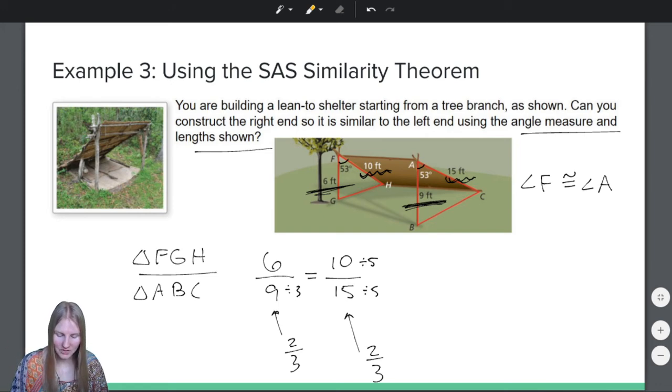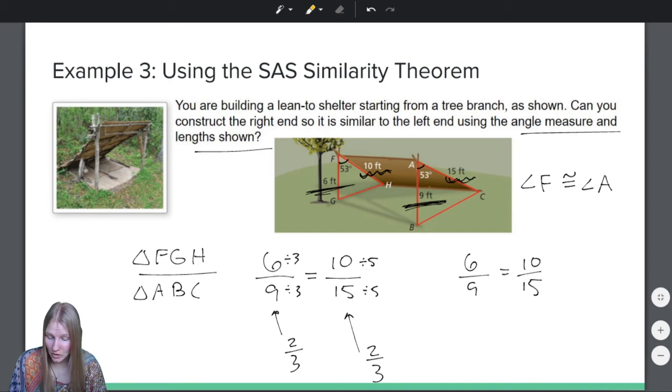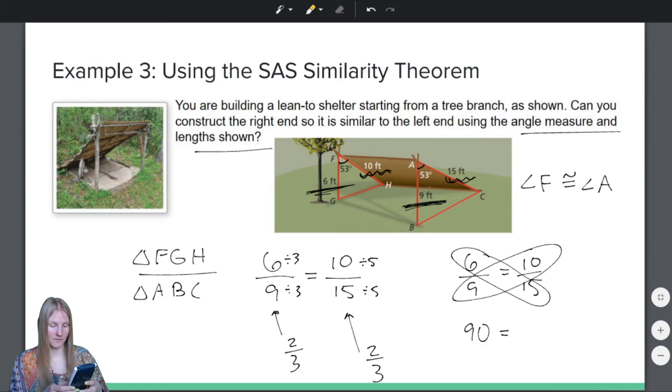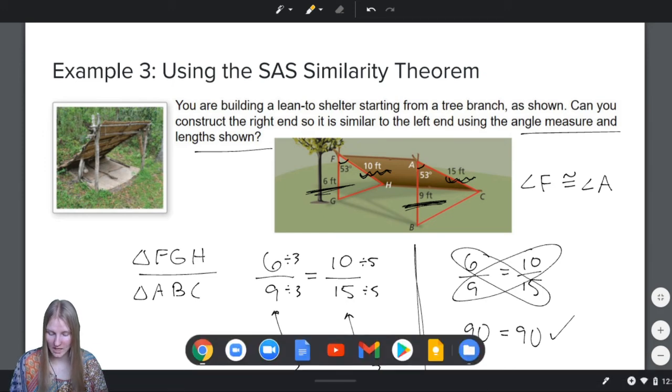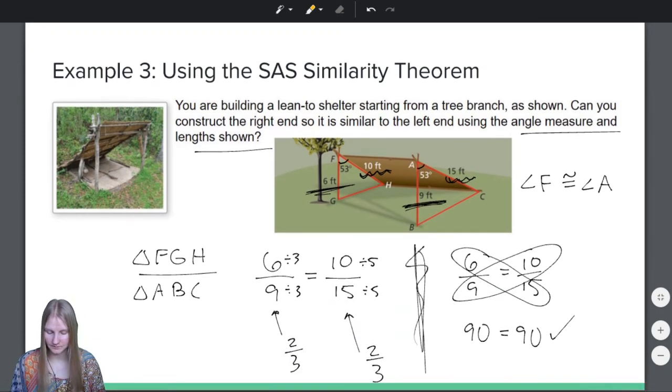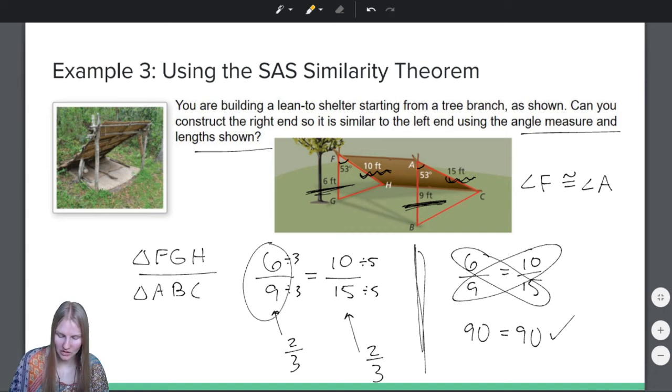If you're like, I hate simplifying fractions, there is another way. I can take 6/9 equals 10/15, and you can cross multiply. 9 times 10 is 90, and that must be equal to 6 times 15, which is 90. They are equal, so the sides are proportional. The ratios are equal. So you can do it either of these two ways. I don't mind which way you do it. Both are sound mathematics.